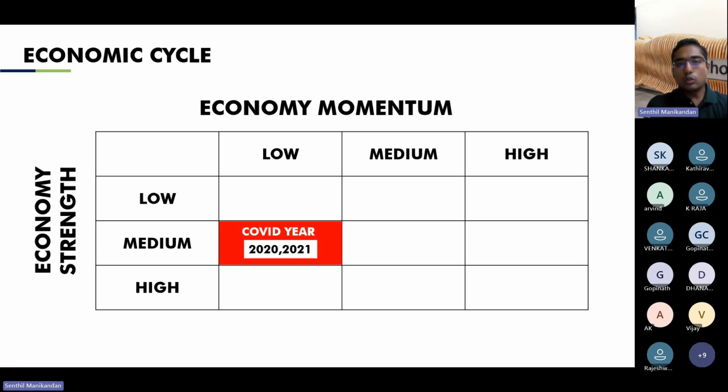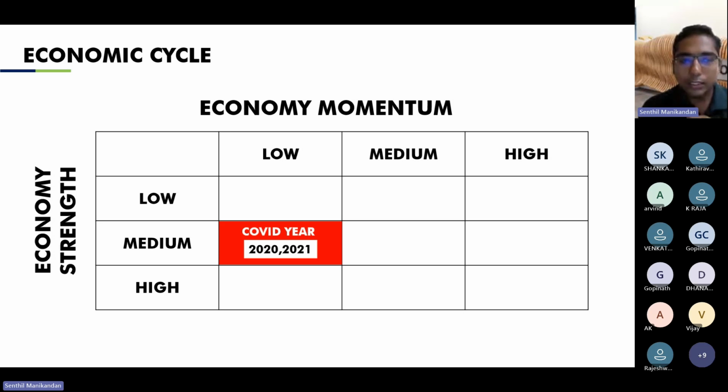Moving to the first section on the macro side. As a house, we have been pondering over how our economy has performed since COVID, and what has been the momentum versus strength. There are two key factors. One is economy momentum, in terms of quarter over quarter and month over month growth in high frequency indicators. These high frequency indicators provide us a view of how the economy is trending.